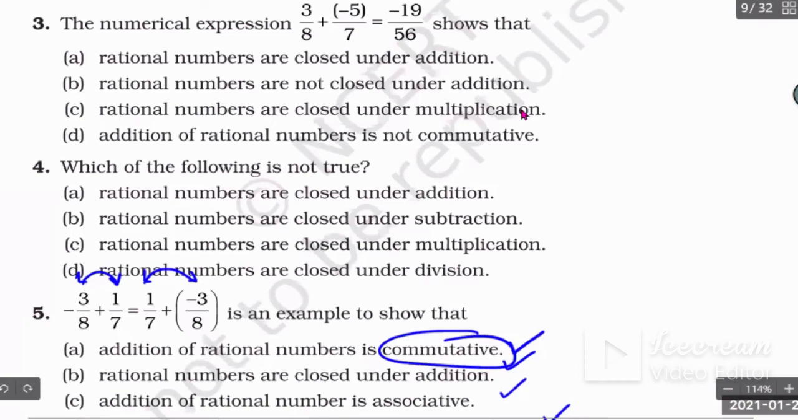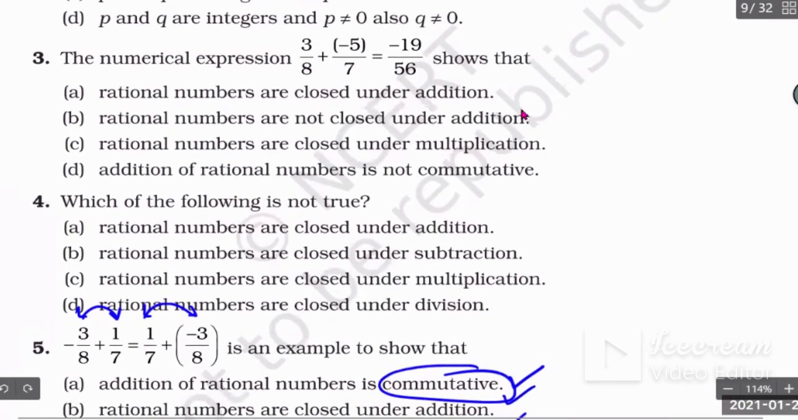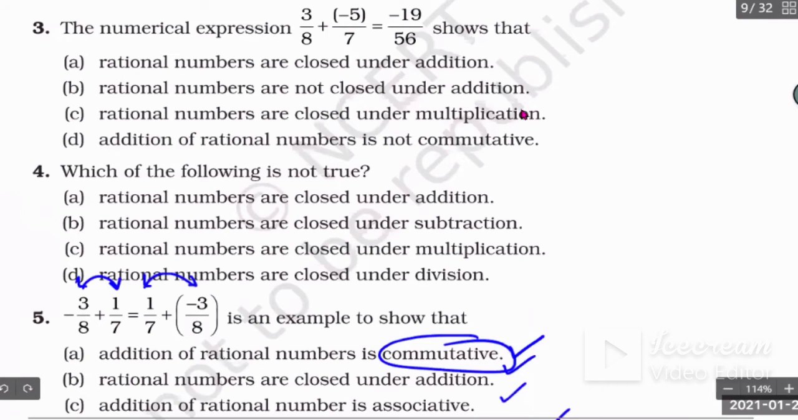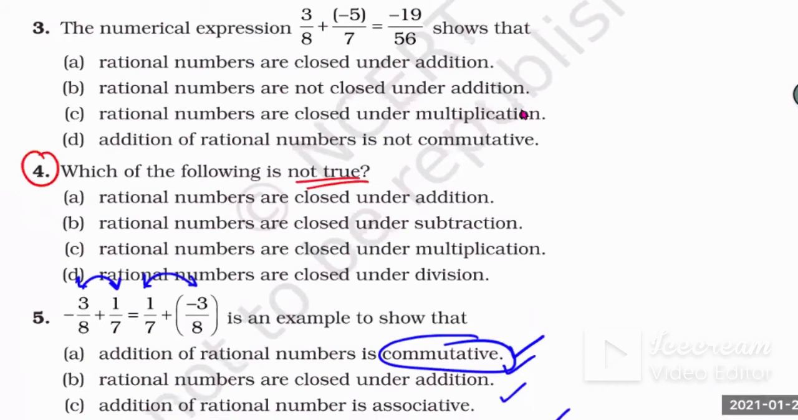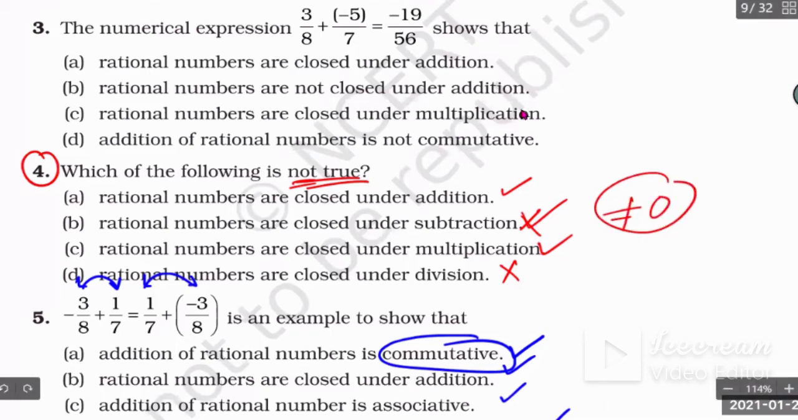Question number 4. Which of the following is not true? It will be D. Rational numbers are closed under addition, subtraction and multiplication, which is correct, but division is wrong. If we divide a rational number by a rational number, it is not necessary that a rational number will come, only due to 0.